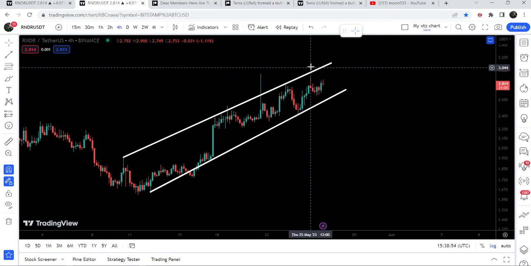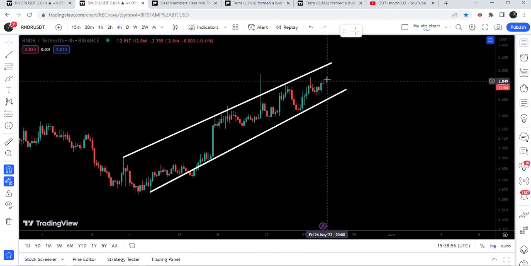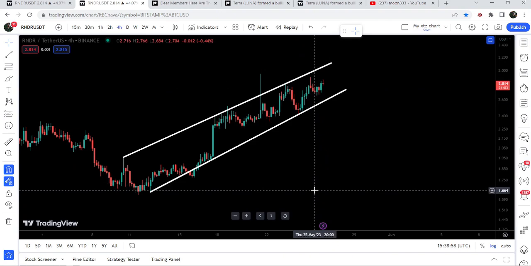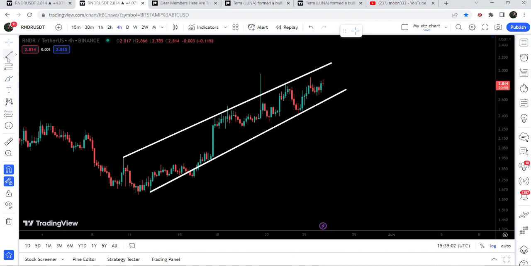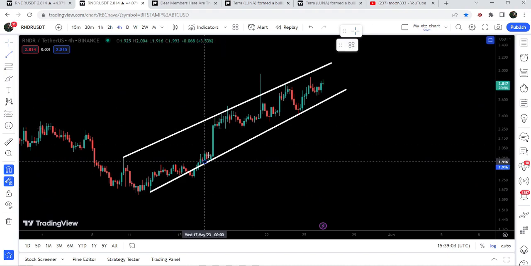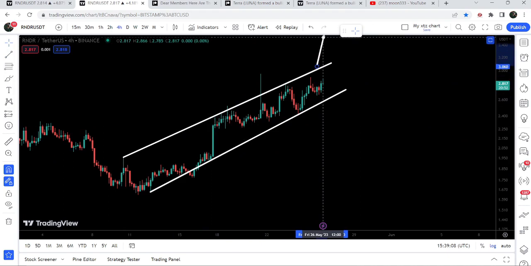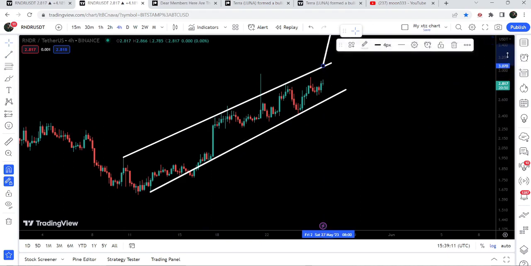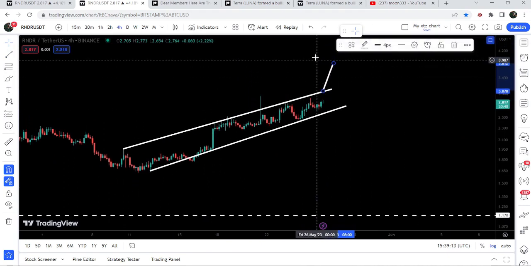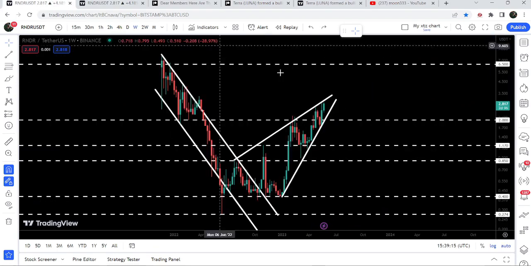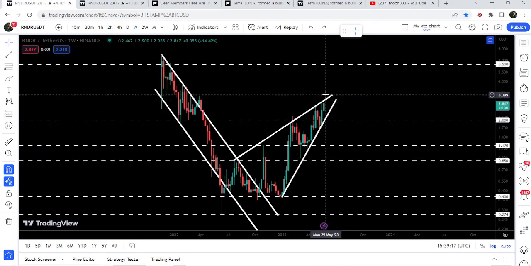Now, for example, if the price then breaks down the support, then the target to the downside can be here at the bottom of the wedge. That will be approximately at $1.65. And in case of breaking out of this rising wedge pattern, the target to the upside can be here, that will be approximately at $3.81.